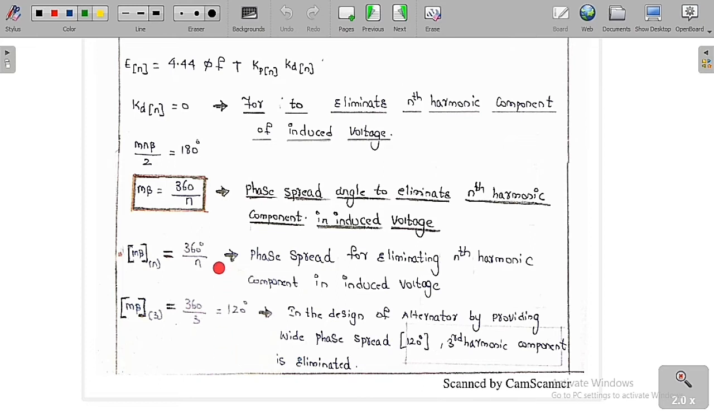If you keep n equal to 6, then you are going to get 60 degrees. So with the help of 60 degrees, you are going to eliminate the 6th harmonic component. So if you keep n equal to 6, then the ratio 360 by 6 is nothing but 60 degrees. Therefore, you are going to eliminate the 6th harmonic induced voltage. So with the help of a 60 degree narrow spread, we are going to eliminate the 6th harmonic component.